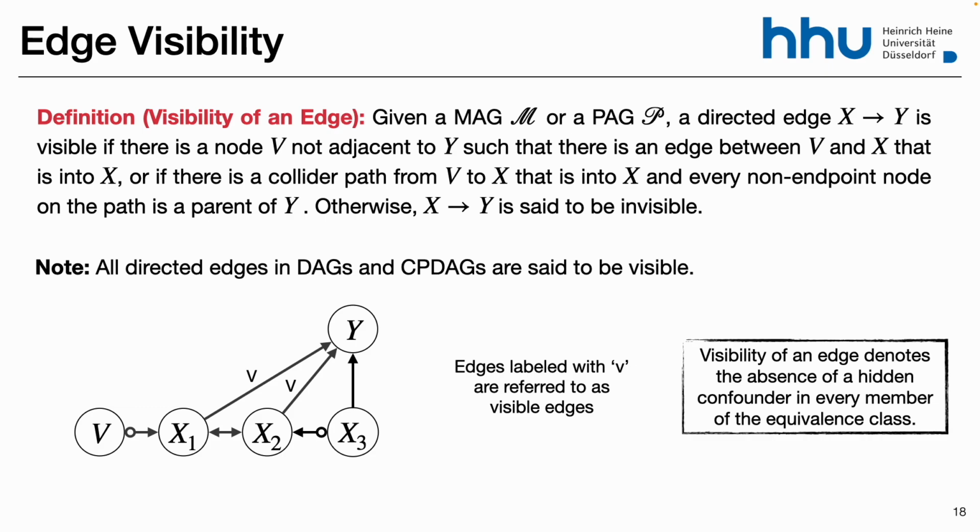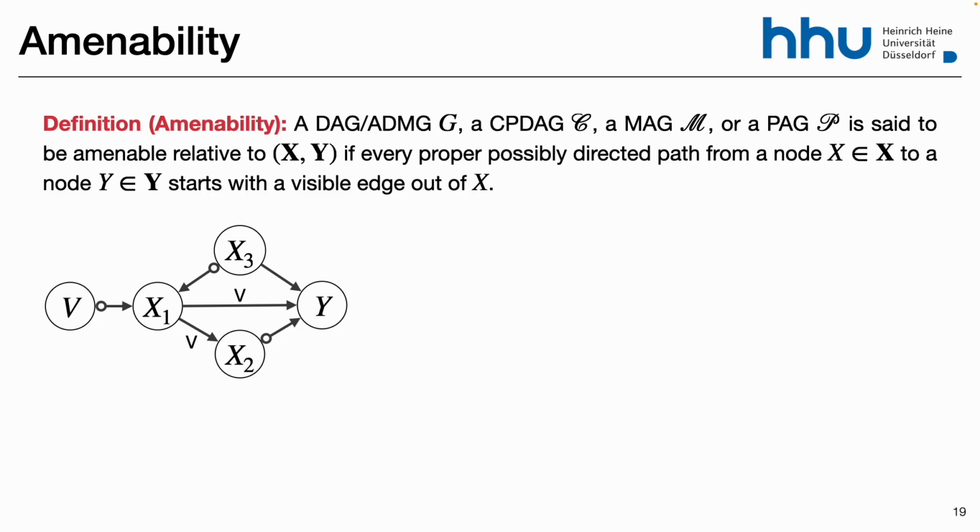Okay? So there is this concept of amenability that's going to be required in our generalized adjustment criteria and is related to this visibility. So let's see what amenability is. Amenability depends on a graph, which could be a DAG, ADMG, CP-DAG, MEG, PEG, whatever. It's a concept related to a pair X and Y, X treatments and Y outcomes. And we say that the whole graph is amenable to this pair if every proper possibly directed path from X to Y starts with a visible edge out of X.